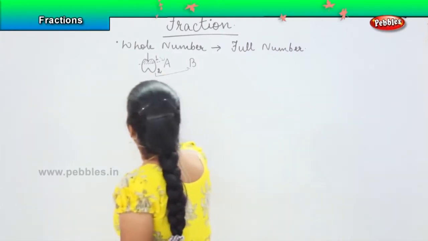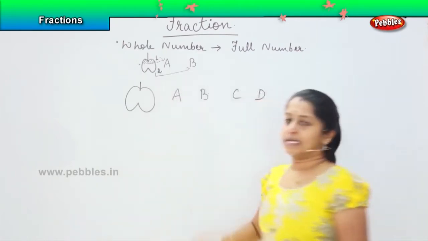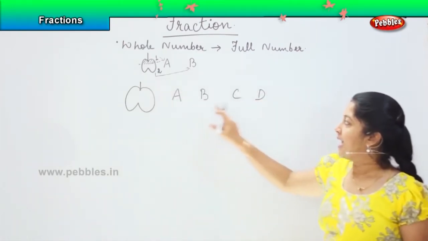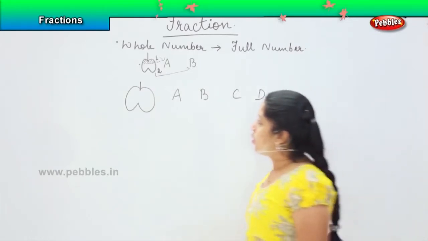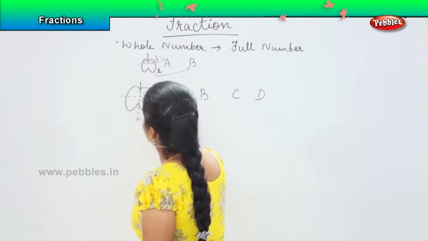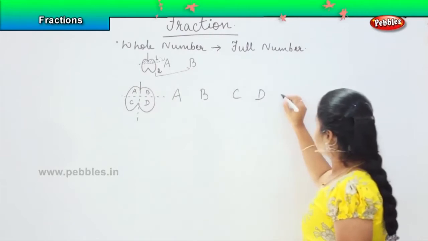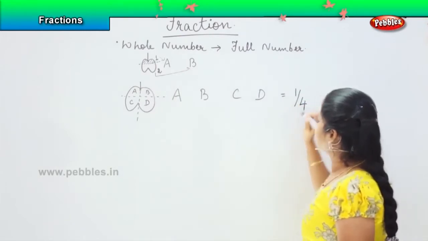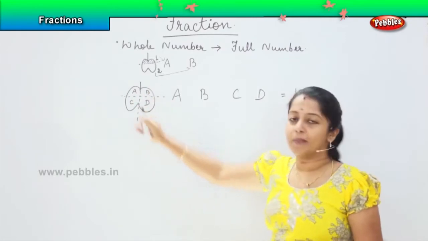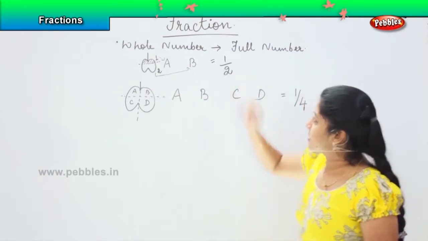Now suppose for example, if I have an apple here and say I have got 4 people A, B, C and D. Okay. This one apple has to be shared between the 4 people. So what will I do? I will divide this apple into 4 parts so that each person can have one portion of his apple. So this division is equal to 1 by 4 because I am dividing it into 4 parts, right? Whereas in the first one I have divided into 2 parts.